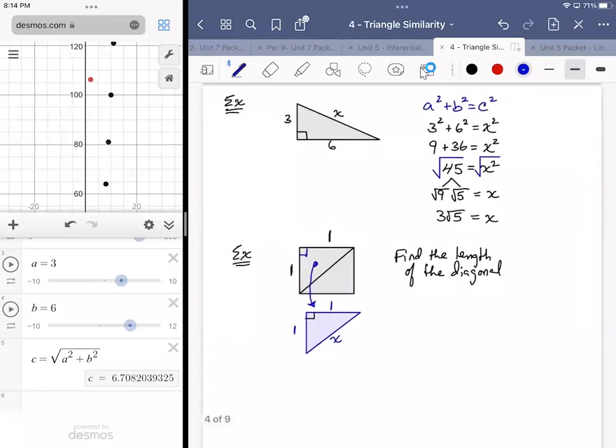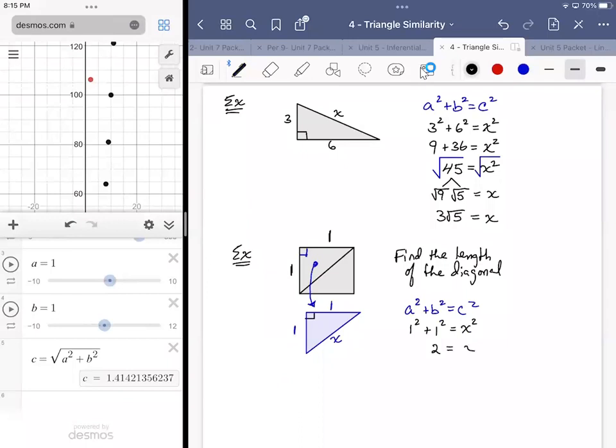Again, a squared plus b squared is equal to c squared. If you try it on Desmos with the a value of 1 and the b value of 1, you get a decimal value. Now, sometimes you could recognize the decimal value. Through experience, I know that's radical 2, but you can't always count on that. There's a lot of decimals out there. To be able to expect to recognize them all is unreasonable. So we go through the process. 1 squared plus 1 squared is equal to x squared. 1 plus 1 is equal to 2.